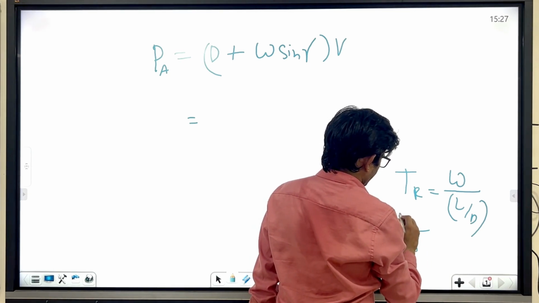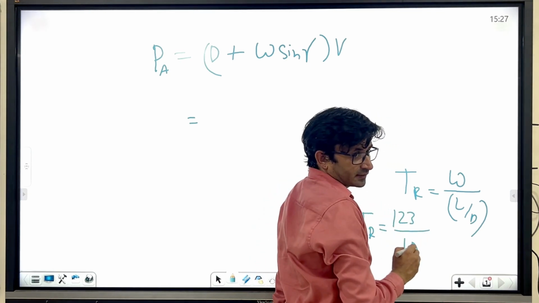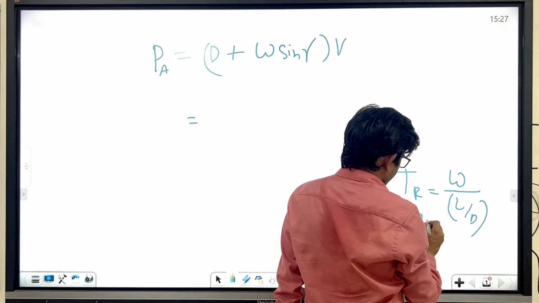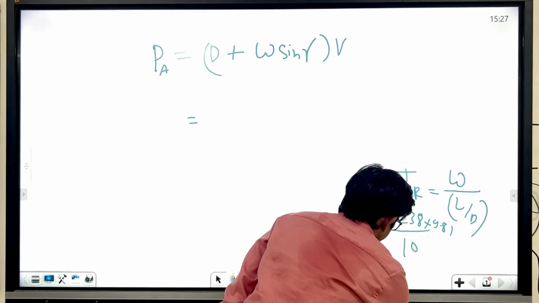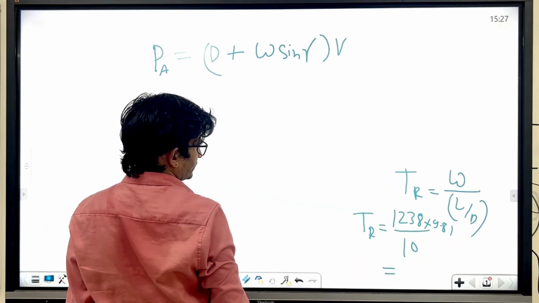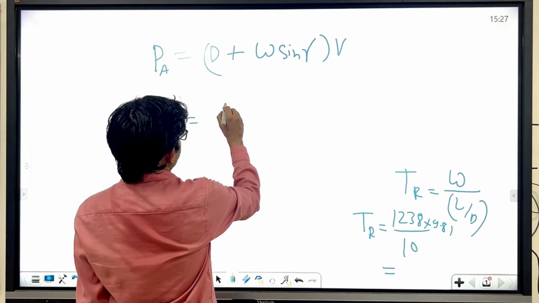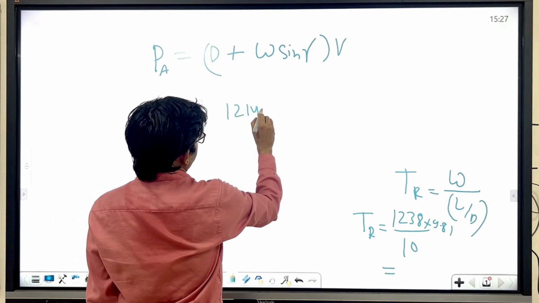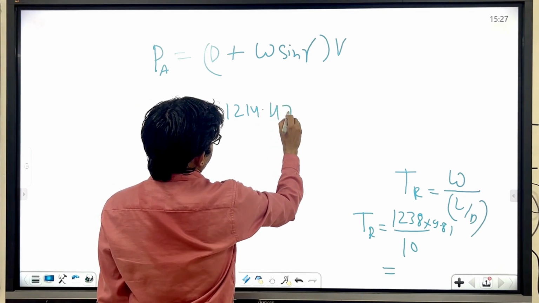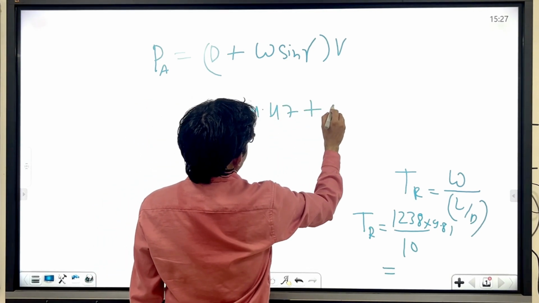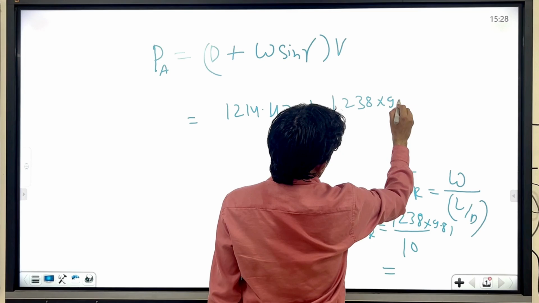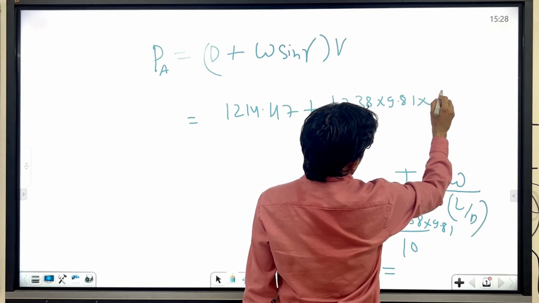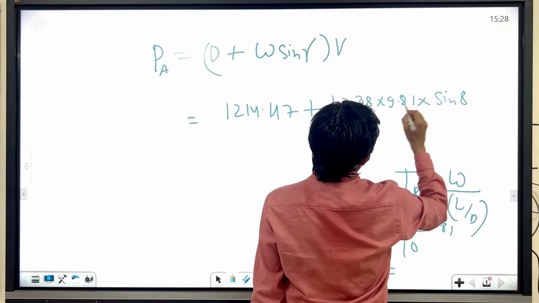What was the weight? 1238, right? Yes. So what is the value of this? How much value are you getting here? 1214.478, and plus this is 1238 into 9.81 into sine 8 degree.